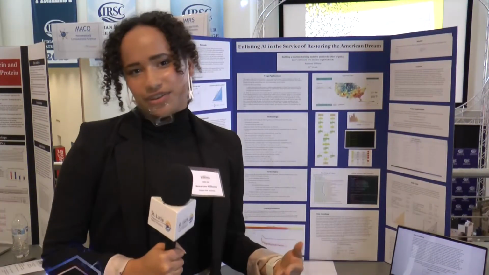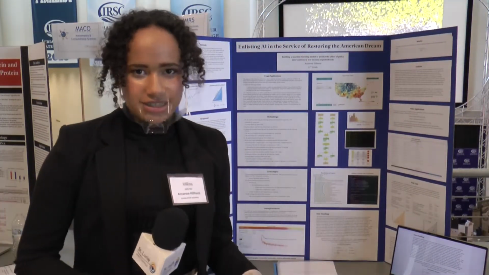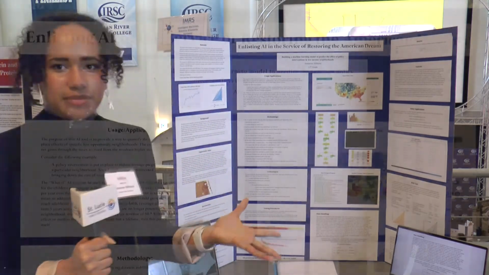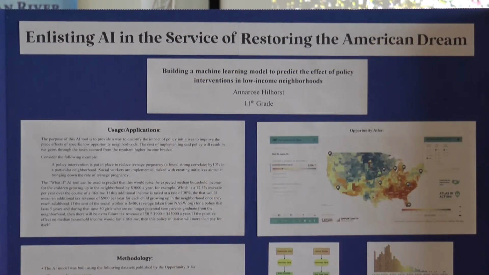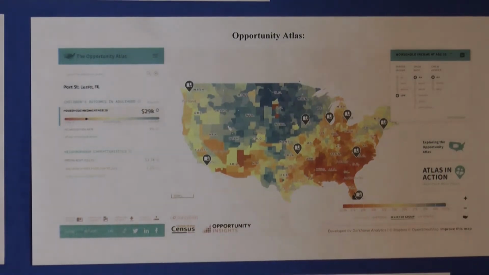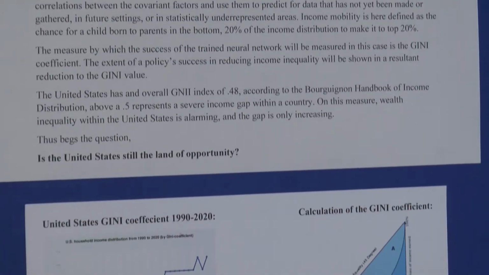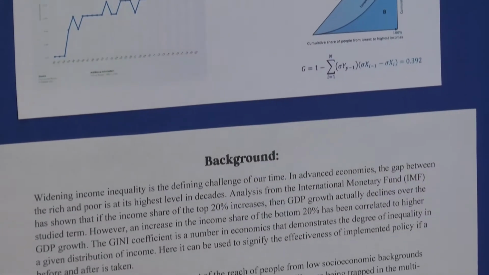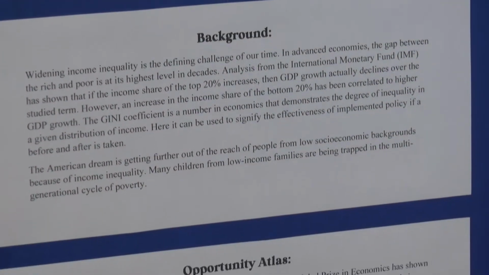My project title is Enlisting Artificial Intelligence in the Service of Restoring the American Dream. This project aims to create a tool using artificial intelligence that policymakers can use to predict the outcomes of policy decisions in low-income neighborhoods. Research has shown that strong correlates to upward mobility in childhood have a very big impact on outcomes in adulthood.